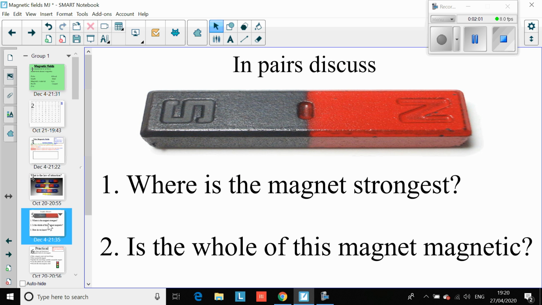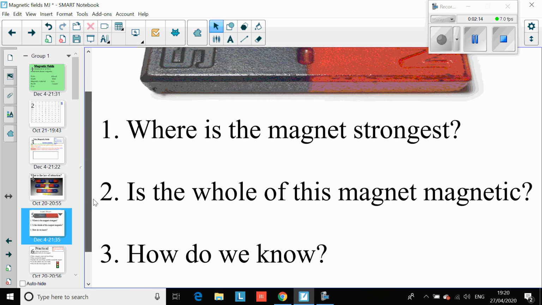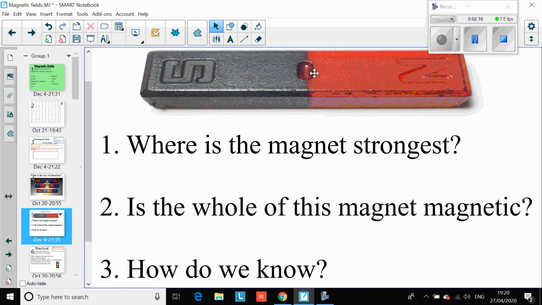So, it says in pairs, but obviously you'd have to think for yourself. Where is the magnet the strongest? Is the whole of this magnetic? And how do we know that? Okay, so where is the magnet strongest? Well, normally we'd do an investigation to examine this, so I'm going to show you this in just a moment. Is the whole of this magnetic? Again, I'm going to show you that in a minute. And how do we know?